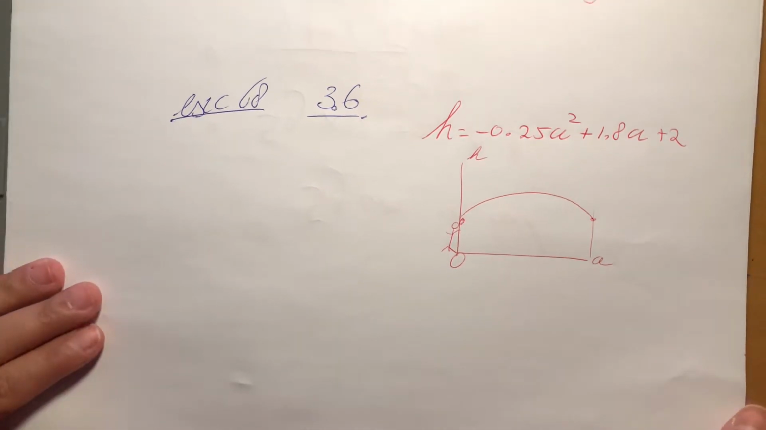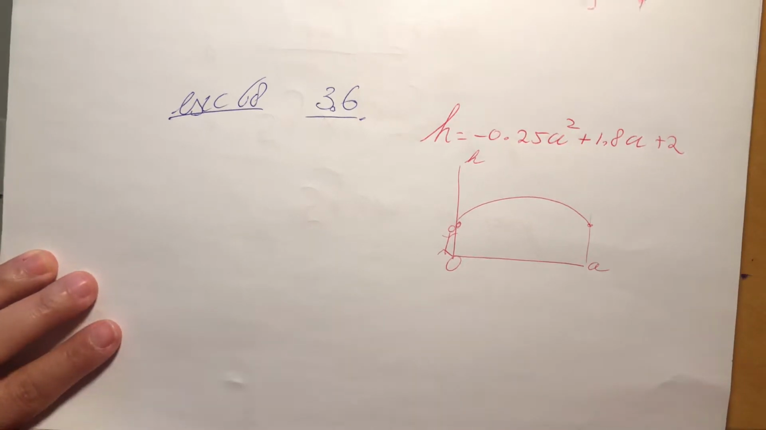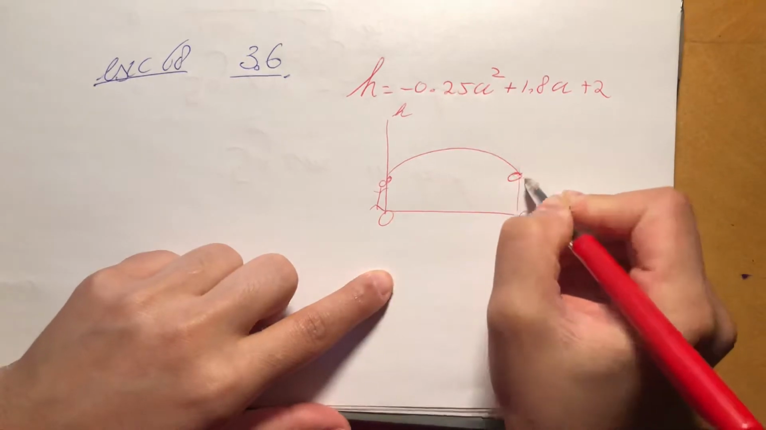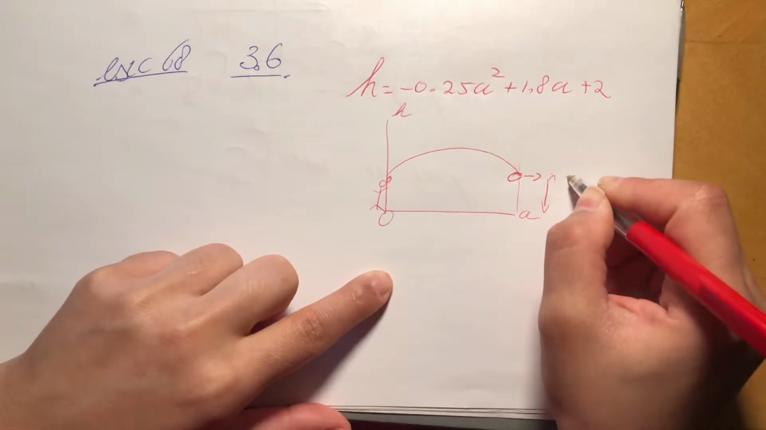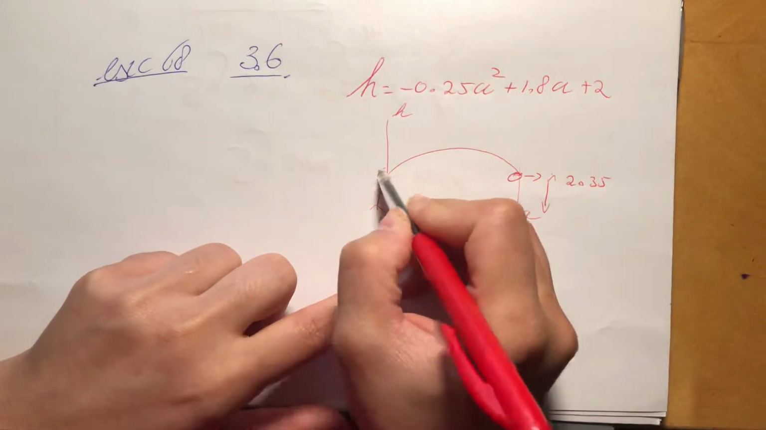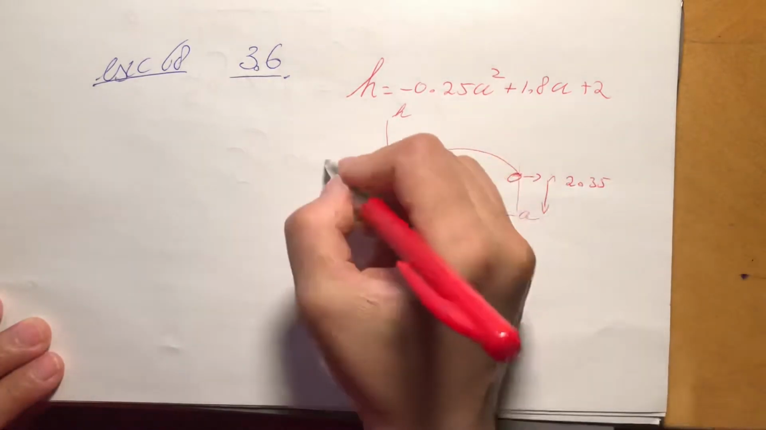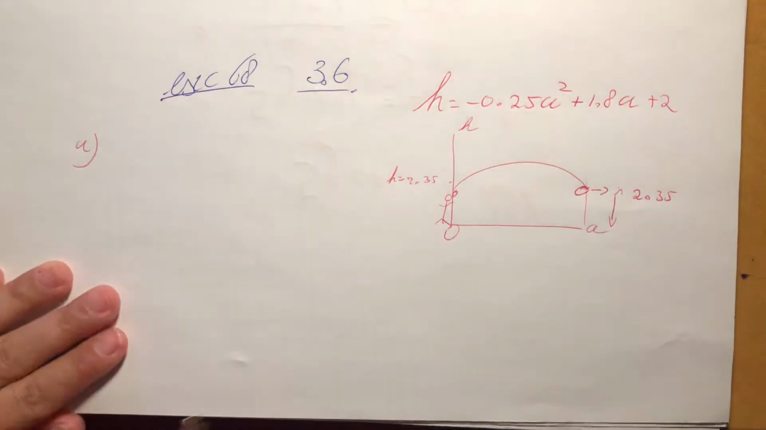So the first question: h and a are in meters, okay? Some extra information that we need to include in our sketch. The basket, which is hanging over here, is at a height of 2.35. So over here, 2.35. Okay, that's really important to remember. That is the h.